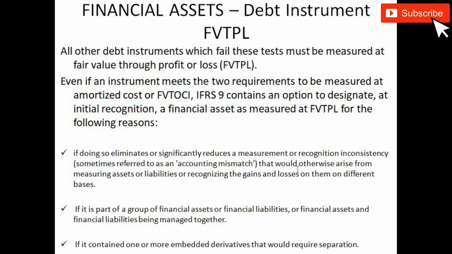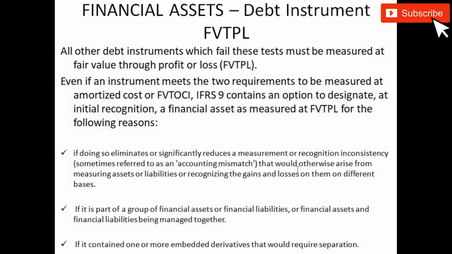Even if an instrument meets the two requirements to be measured at amortized cost or fair value through other comprehensive income, IFRS 9 contains an option to designate it at initial recognition as measured at fair value through profit or loss for the following reasons. So even if the financial asset meets the two conditions, the business model test and the cash flow characteristics test, an entity still has the option or the right, as given by the standard, to opt for fair value through profit or loss. And the entity must have these reasons.